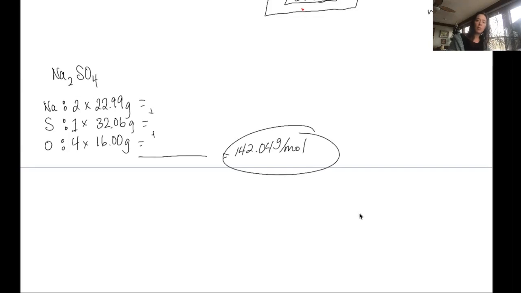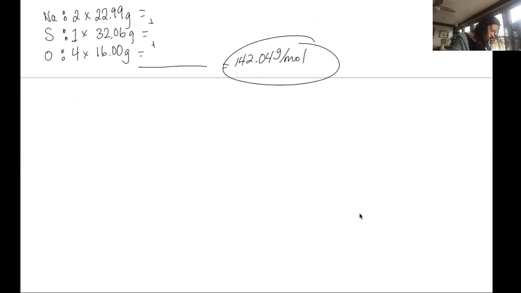Now, personally, guys, I do not sit here and write all this down. I go 22.99 times 2 equals, plus 32.06 equals, plus parentheses, 16 times 4, close parentheses, equals, and make sure my answer makes sense. That is 142.04 grams per mole. All right, let's do one more.